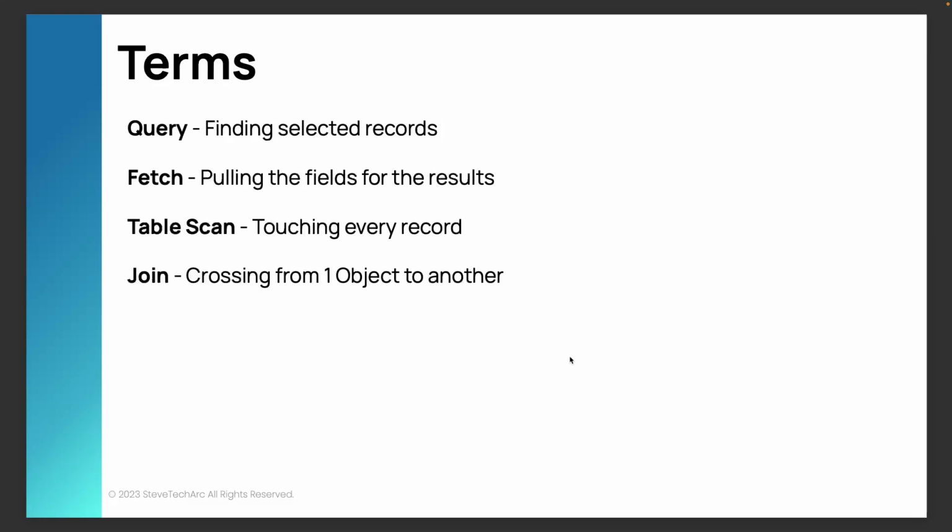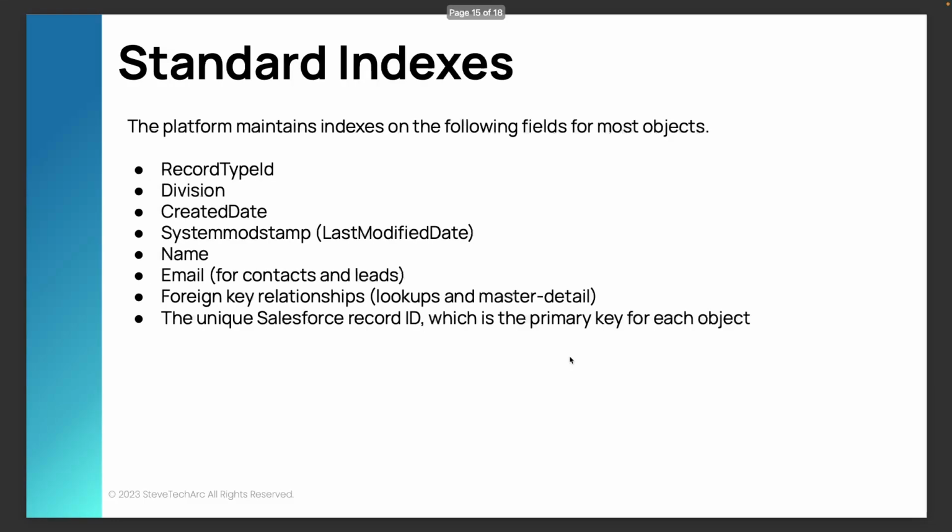The fetch is actually pulling the query. So once you've found the books, are you returning one column or are you returning 100 columns? A table scan is when you need to touch every record. And a join is when you need to cross from one object to a second object.